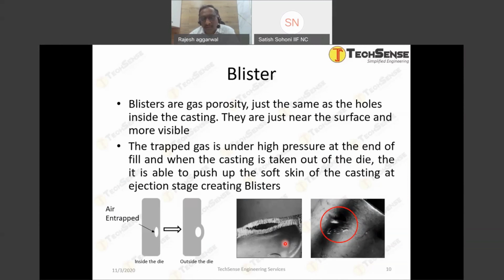As the aluminum is still quite hot, in the very hot regions of the die the skin may remain soft, and we're talking about this skin over here. The aluminum skin may be too soft, and as the pressure increases inside the casting during intensification as well, the skin may pop up. It looks like a bubble on the casting surface.